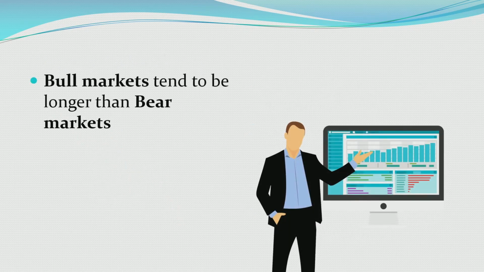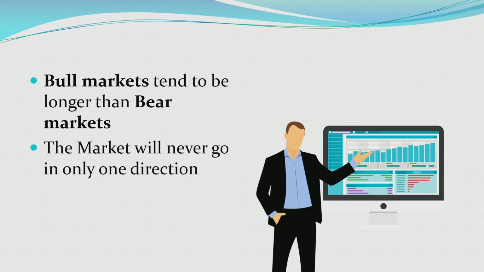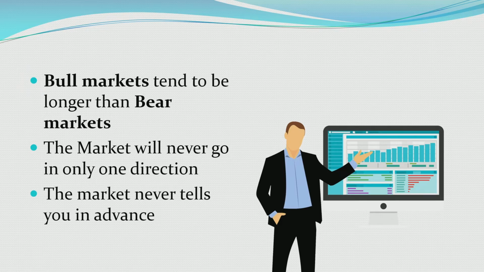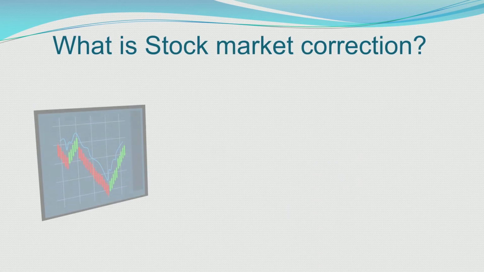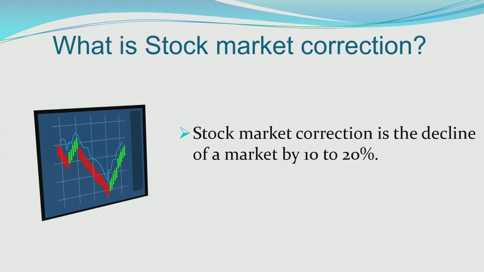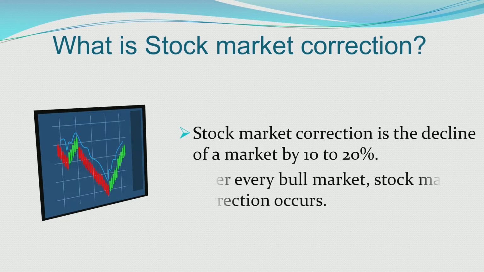Bull markets tend to be longer than bear markets, but the market will never go only in one direction. But the sad thing is that the market never tells you in advance. What is stock market correction? Stock market correction is the decline of a market by 10 to 20%. After every bull market, a stock market correction occurs.